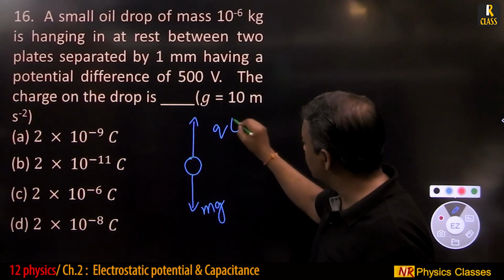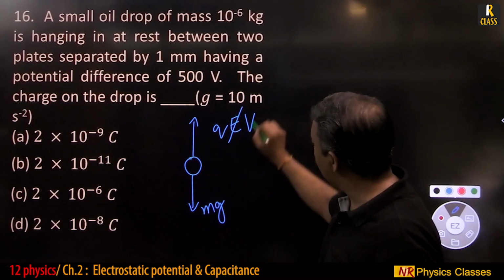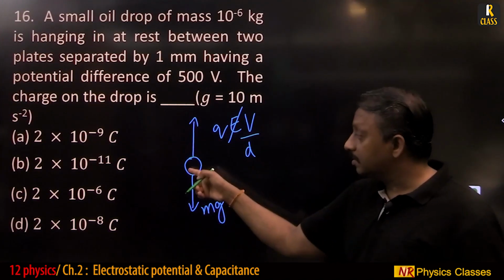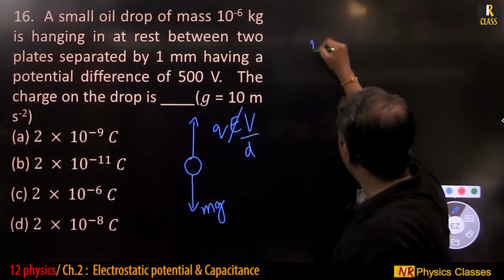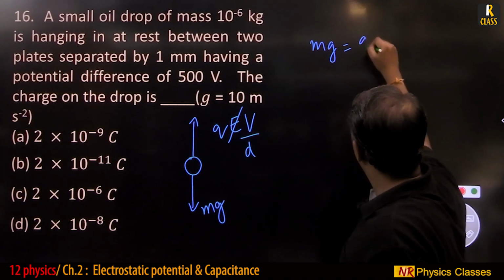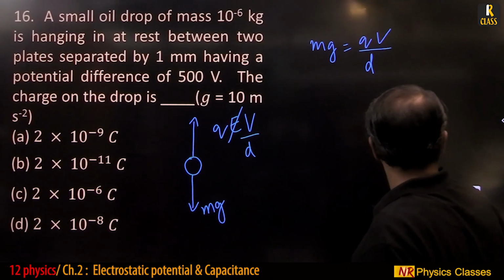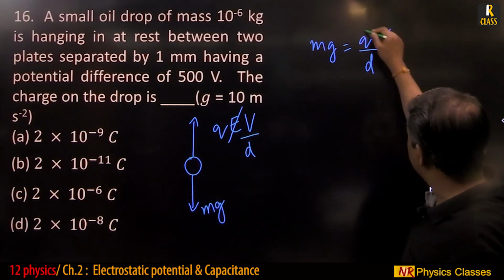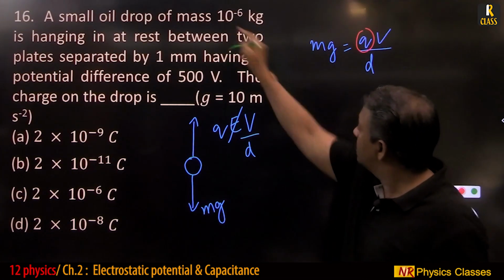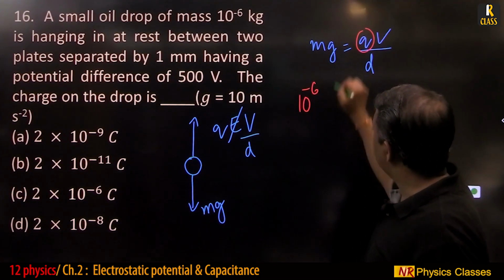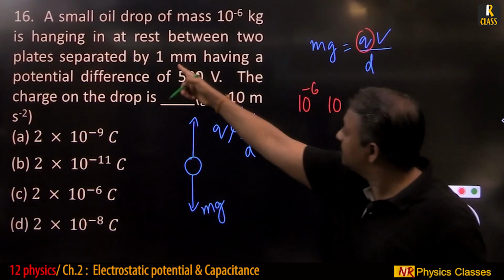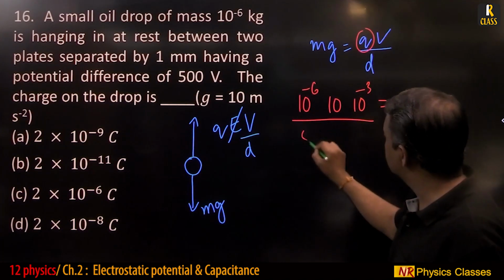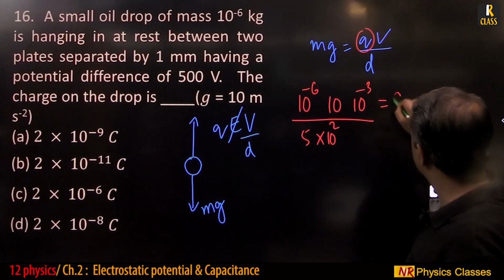Electric force is Q into E, and E is V by D. So this should be equal to the weight for the drop to be at rest, isn't it? Therefore, mg equals QV by D. Now what we want is the charge on the oil drop. Here m is 10 to the power of minus 6, g is 10, D is the distance between the plates, milli, minus 3, divided by the voltage, which is 500. So this is the charge.